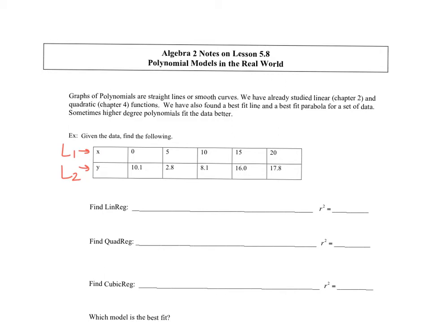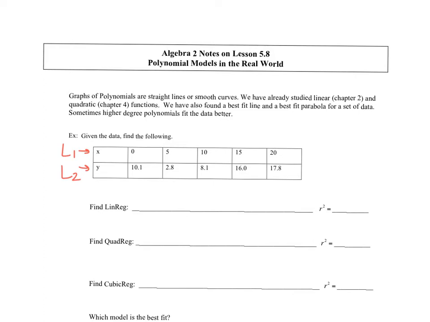L2, arrow over to L2, and you're going to put in 10.1, 2.8, 8.1, 16.0, which is really just 16, and 17.8. Okay? Your lists should be even. If they're not, it won't work. So make sure you have the same number of things in each column.